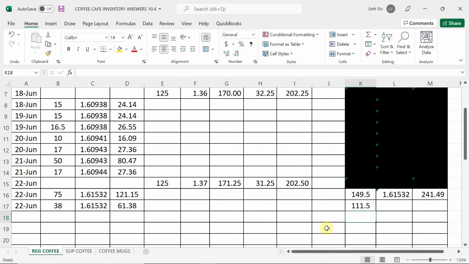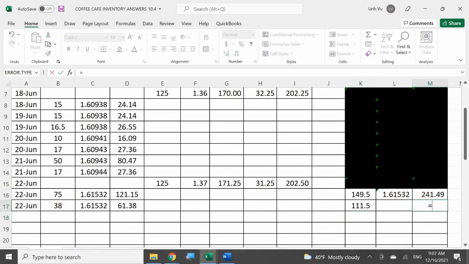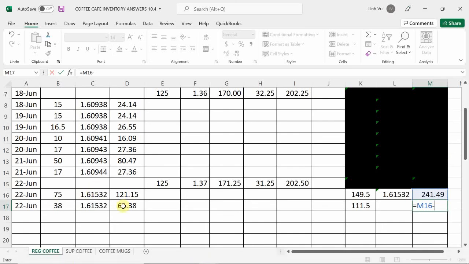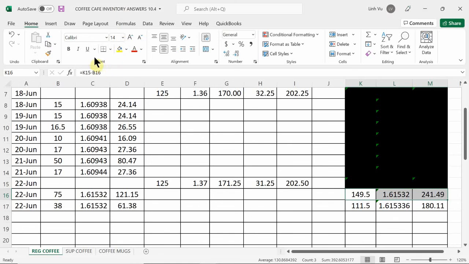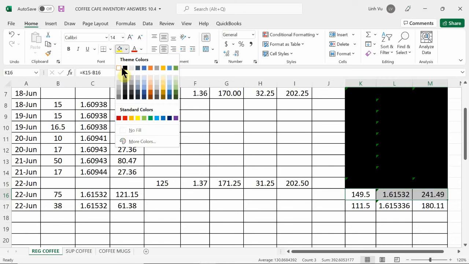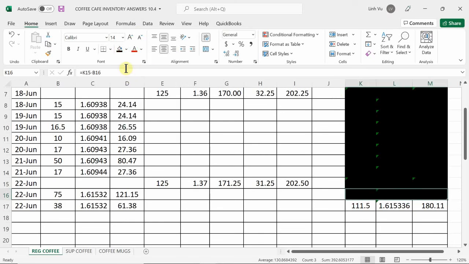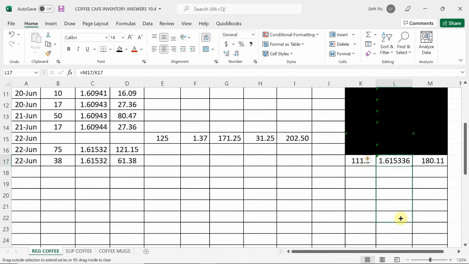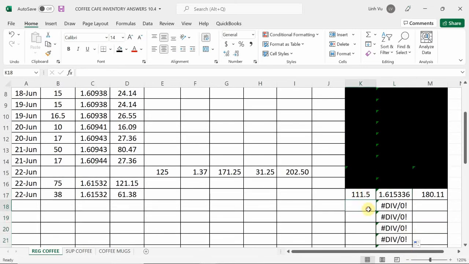You get 111.5 pounds left. For a total of 180.11. Okay. Bringing your total average cost per item to be 1.6. Okay. So here the number that we're focusing on is the 61.38.